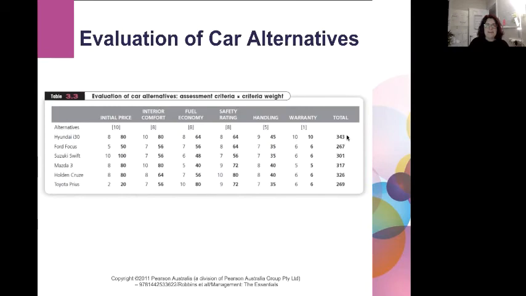And as you can see, the Hyundai still comes out on top, and is considered to be, based on our calculations of our evaluation and assessment of these different alternatives, on the basis of this rational approach to decision making, we would choose to buy the Hyundai.